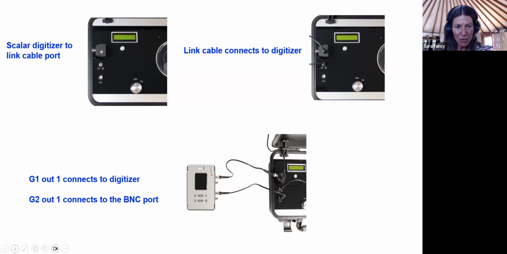Then G1 out 1 connects to the digitizer. That's on here, the BNC connector. And that goes to G1 out 1, generator 1 out 1. And then generator 2 out 1 connects to the BNC port. You can see it in this bottom right diagram. It's pretty easy to figure out. It's not that complicated.